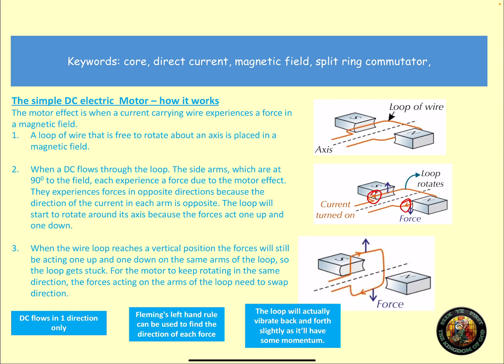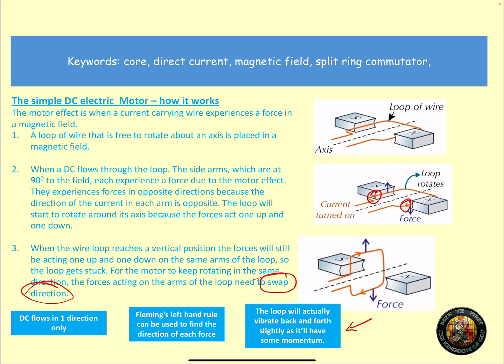And then when the wire loop reaches a vertical position, the forces will still be acting one up and one down on the same arm of the loop, so the loop gets stuck. Now then, for the motor to keep rotating in the same direction, the forces acting on the arm of the loop need to swap directions. That's the key. We need to somehow find a way of swapping directions. And this is the point I was talking about before. I said I'll mention it again. The loop will actually vibrate back and forth slightly as it'll have some momentum.